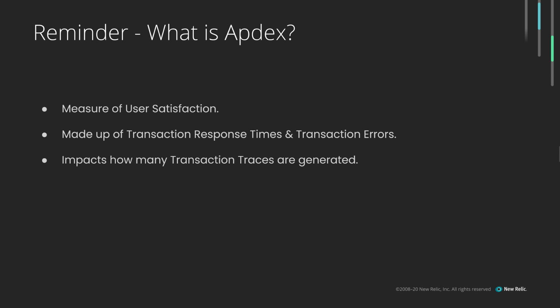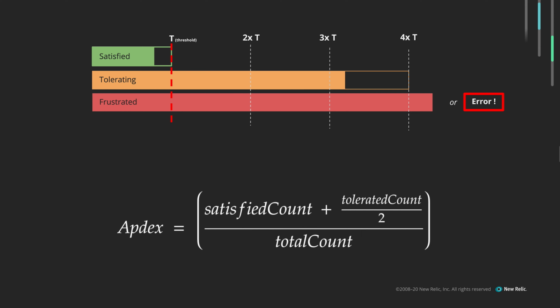So here's how aptX is calculated. We have a threshold, and any transactions with a response time below that threshold, this T value here, are considered satisfied transactions. Anything between that threshold and 4 times that threshold is considered tolerated. And then anything over 4 times that threshold or an erroring transaction is considered a frustrating transaction. And the calculation that takes this all into account is down below here, where aptX is equal to the number of satisfied transactions plus the number of tolerated transactions divided by 2, all over the total number of transactions.